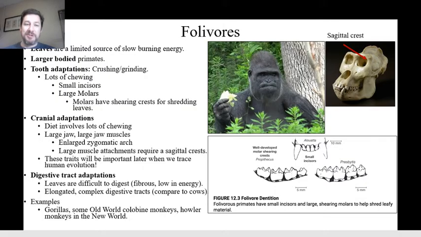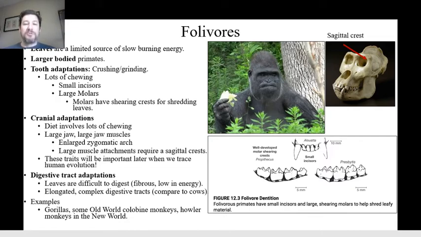So relatively large body. In the teeth, you're going to be crushing and grinding tons of leaves, right? So you're going to be chewing all the time, and for that you need very large molars with shearing crests for shredding those leaves up, because you're going to have to chew them into a pulp that you can then digest. On the other hand, your incisors are going to be relatively small because you're not using them very much. So the focus is on the molars.